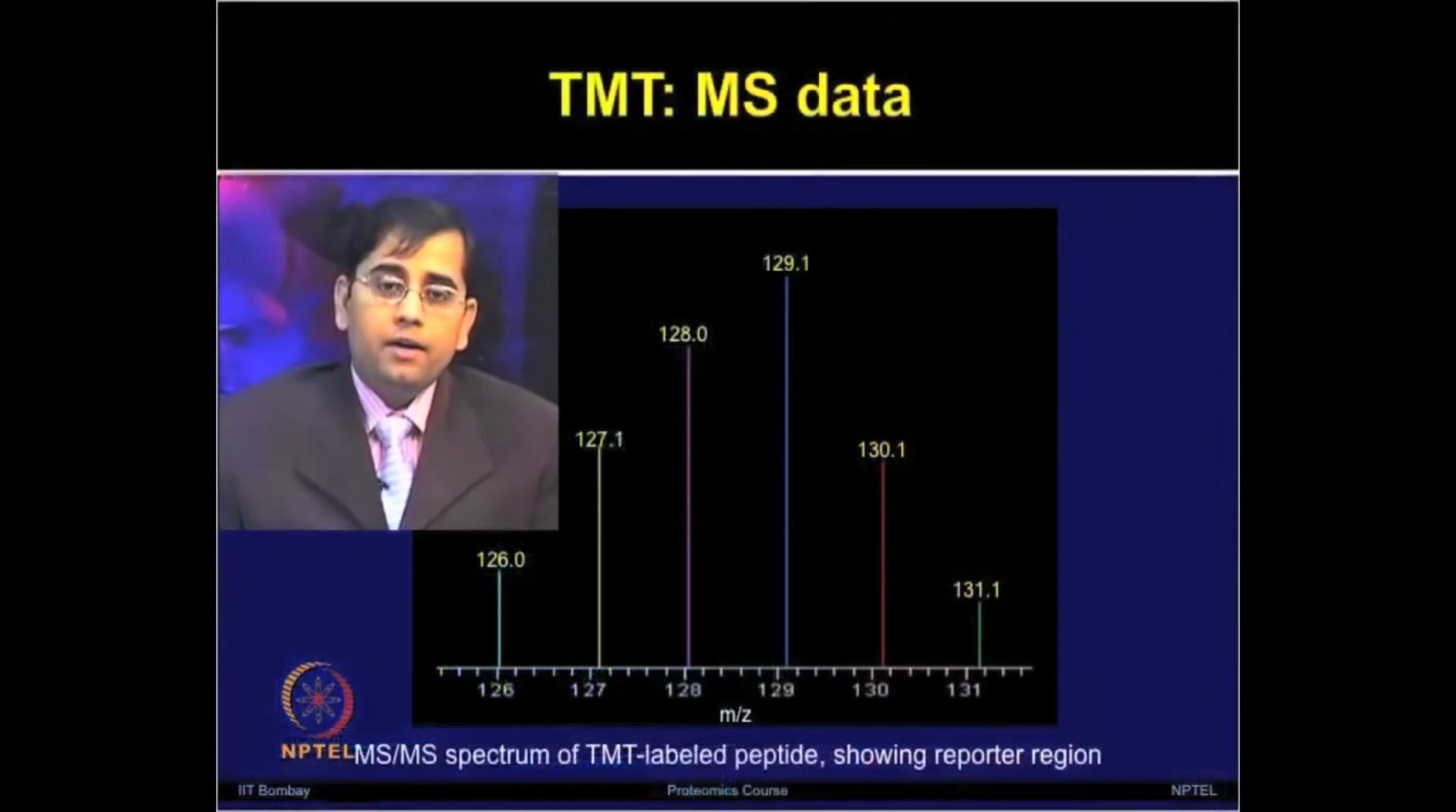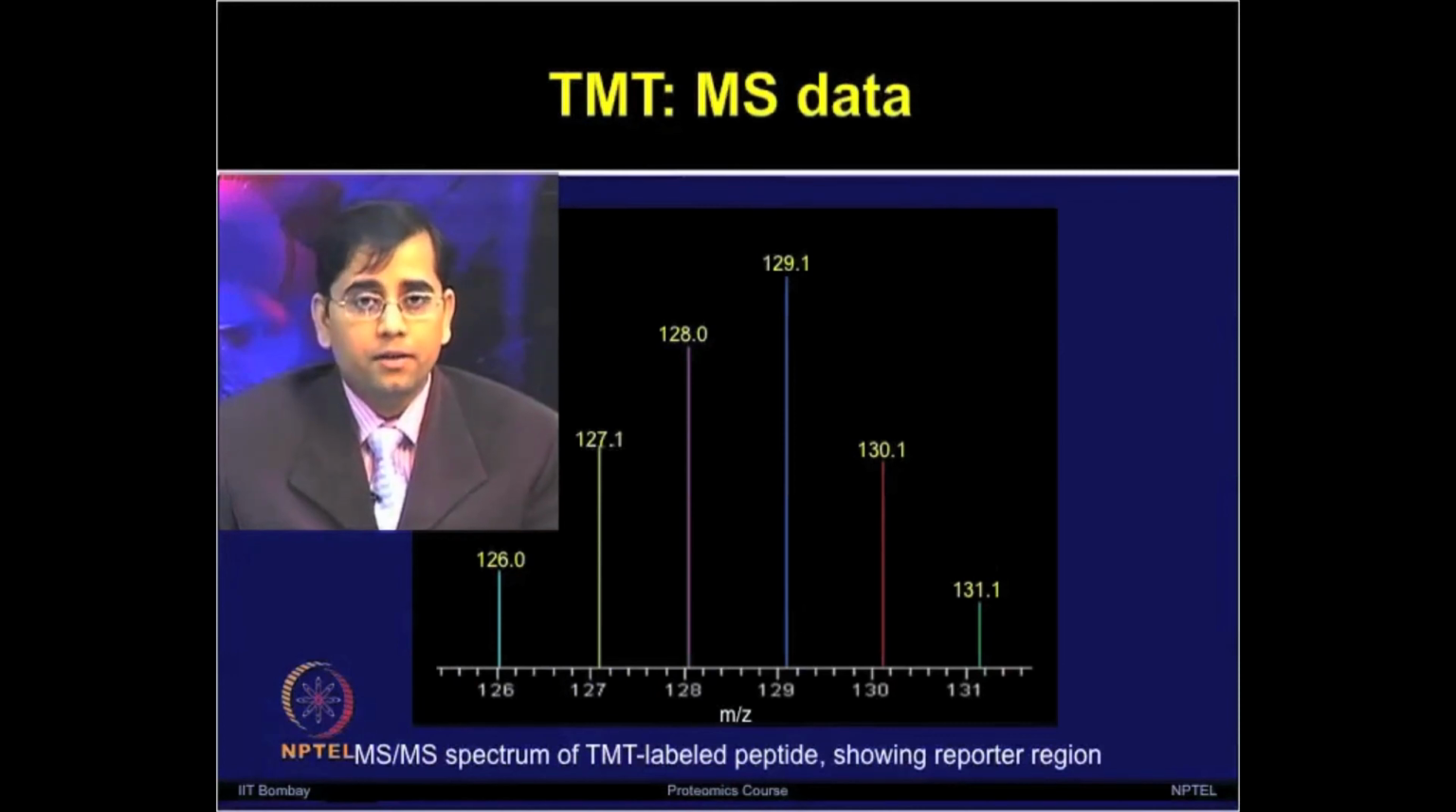I am showing you one representative MS spectrum of a TMT labeled peptide, which is showing a reporter region. The relative abundance of a target protein or peptide fragment in 6 different samples can be easily measured by comparing these signature mass peaks, which are generated by the different mass tags.